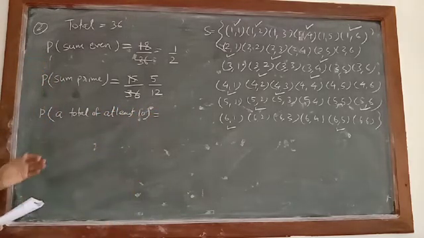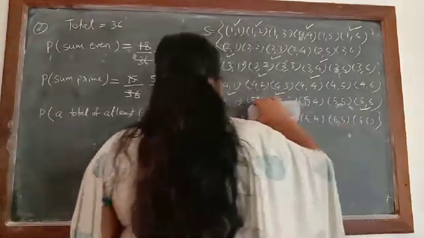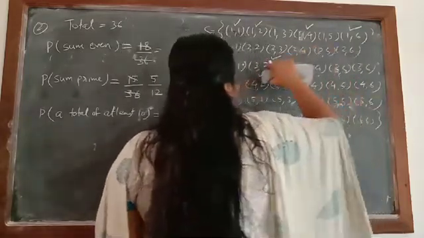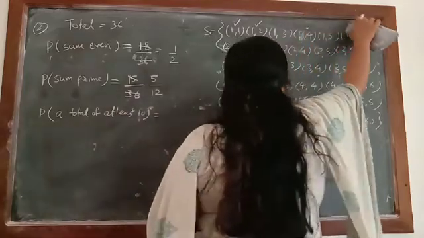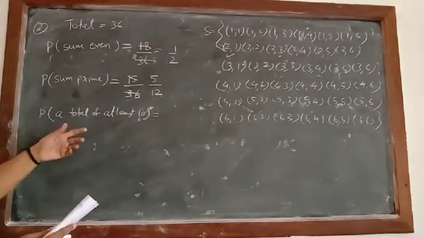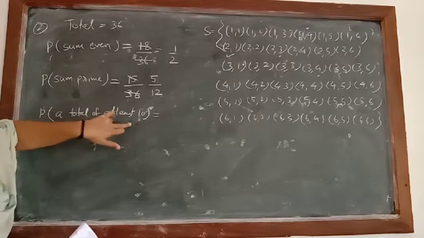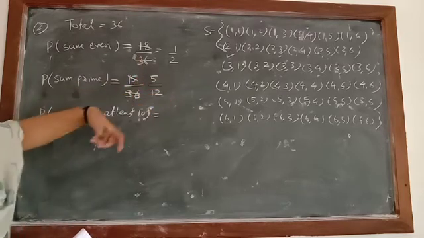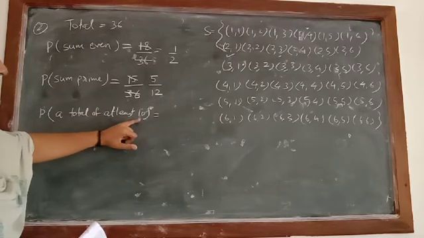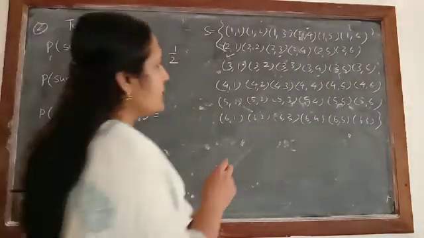Again, what is the meaning of at least 10? At least 10 means we should have the total 10 or more than 10, not less than. At least means minimum there. So you have to check the condition when we are getting the sum equal to 10 or more than 10. Just to check how many cases are there.